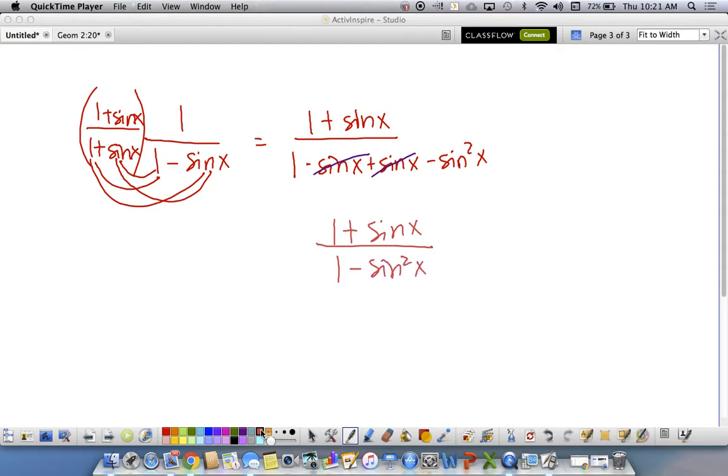Question. How can you cancel a negative and a minus sign? There's a negative sine x and a positive sine x. So what's negative 2 plus 2?